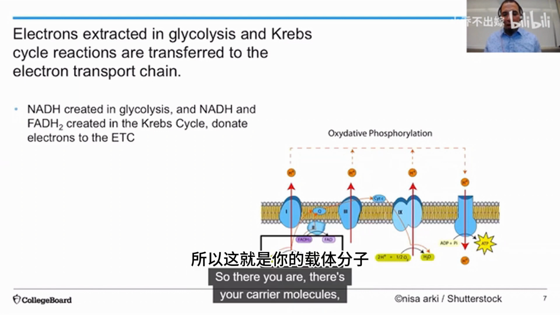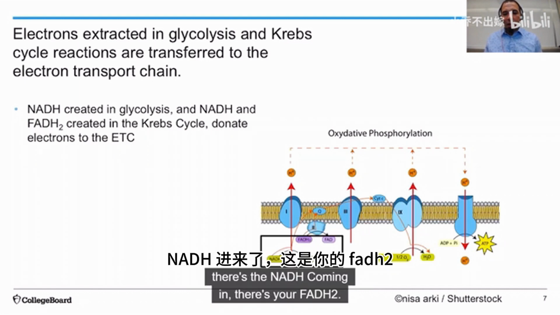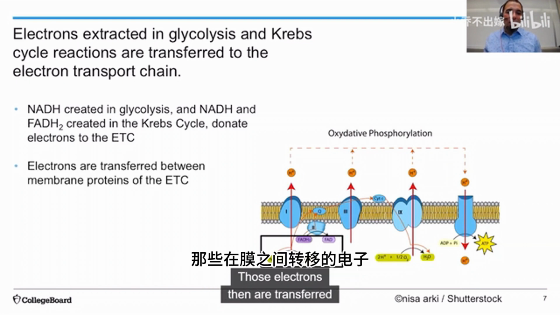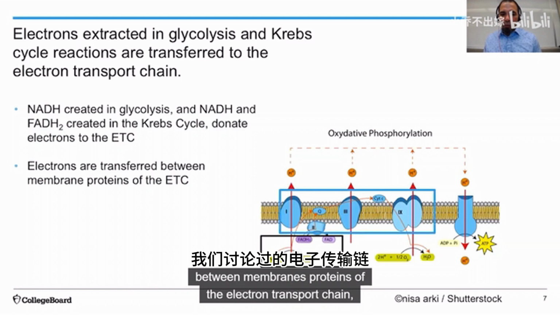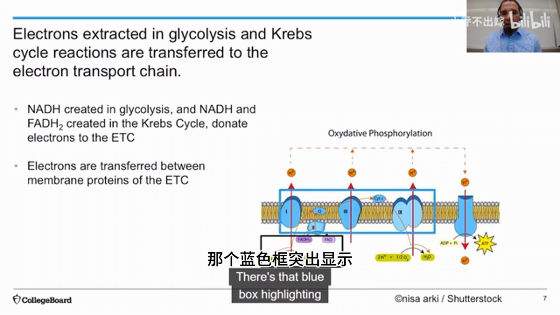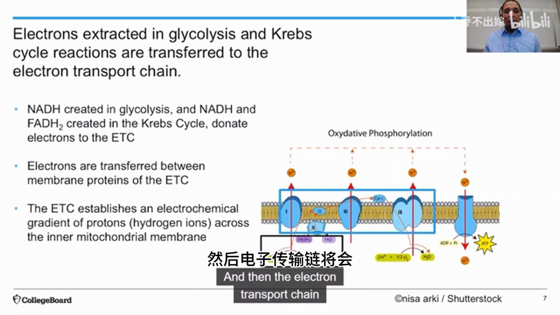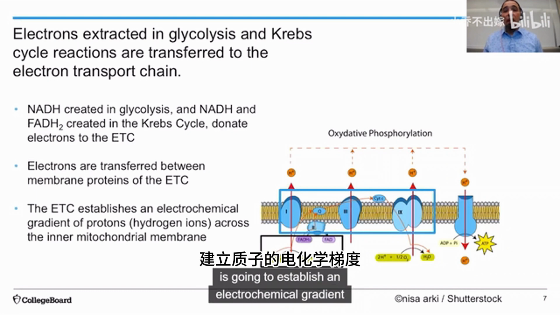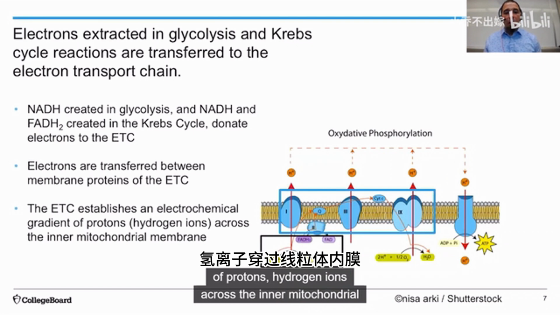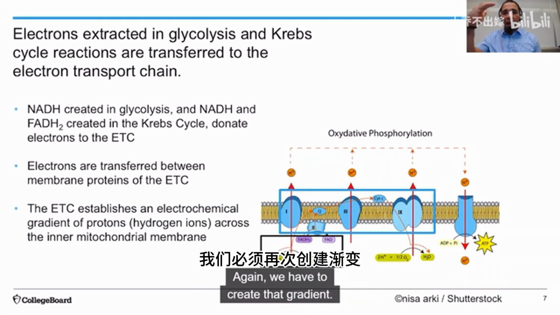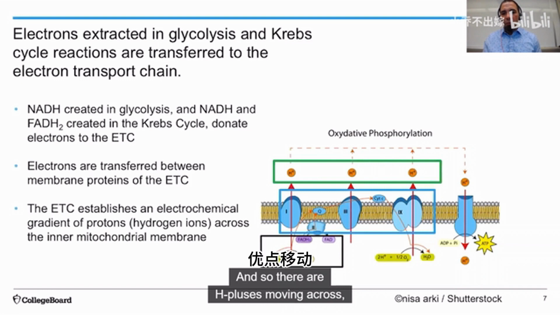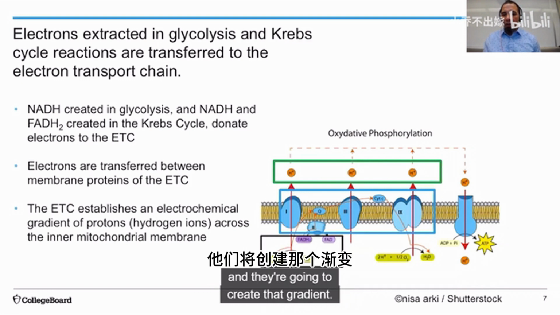So there you are. There's your carrier molecules. There's the NADH coming in. There's your FADH2. Those electrons then are transferred between membranes, proteins, and electron transport chain, which we've talked about. There's that blue box highlighting the electron transport chain. And then the electron transport chain is going to establish an electrochemical gradient of protons, hydrogen ions, across the inner mitochondrial membrane. Again, we have to create that gradient. And so there are H pluses moving across, and they're going to create that gradient.